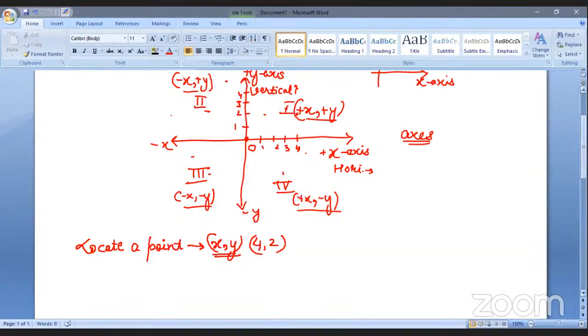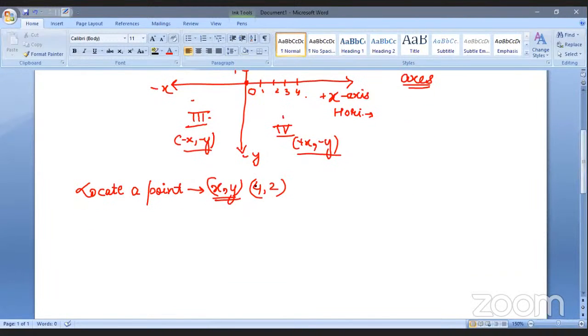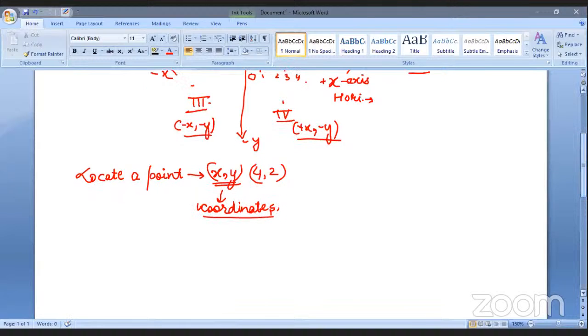So these coordinates are used to locate a point. All right. This pair is known as coordinates. What are they known as? Coordinates. So this is a basic introductory class, right? If you want to write something, write. Otherwise, it's okay if you're not writing. Now, (4, 2) is done.